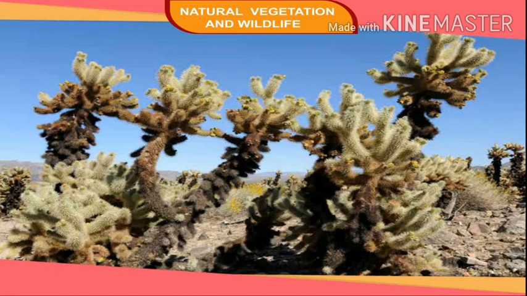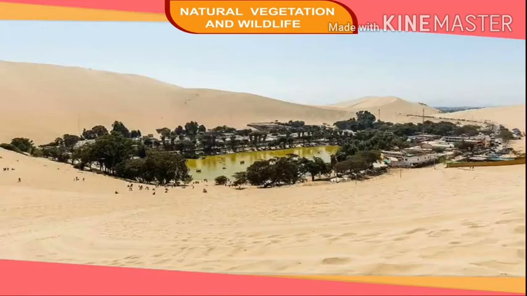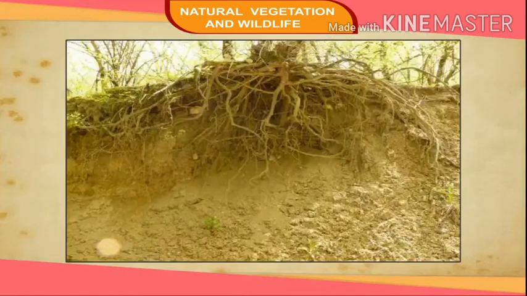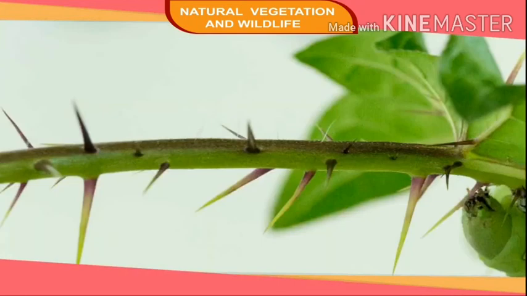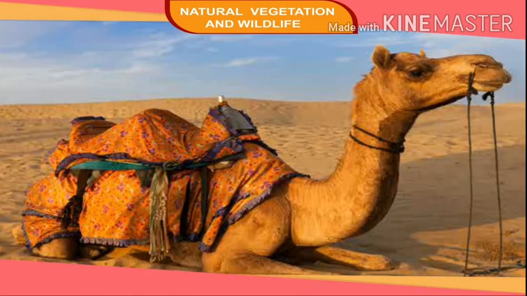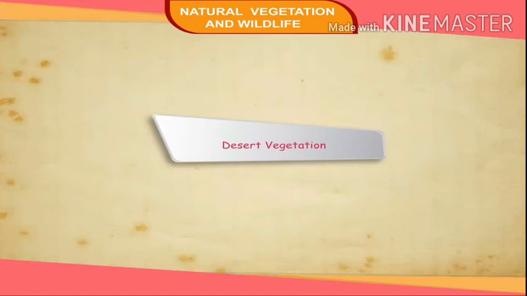Therefore, the vegetation cover is scarce and cacti thrive best. In the oasis, date palms and thorny bushes grow. They have long roots, thorny surface and wax-coated leaves. They belong to the xerophytic variety of plants. Camel is an important animal which exhibits good adaptation to environment as it can survive without food and water for a longer period of time.